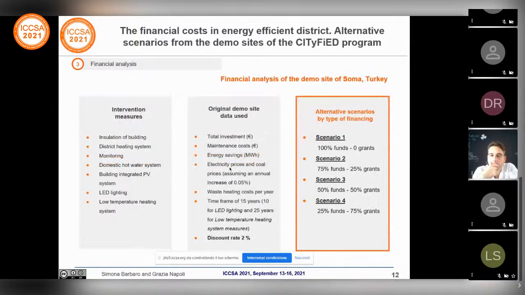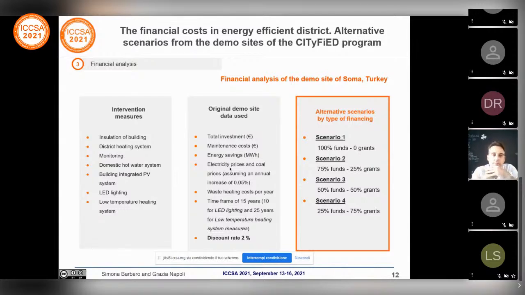For the Soma sites, this slide shows the retrofitting measures implemented by the project. To assess the net present value and internal rate of return of each measure, some original data were used, such as total investment and energy savings and others. In addition, a discount rate of 2% was used for the evaluation of economic viability as the limiting rate. In contrast, data on the type of capital invested and other financial parameters were modified.